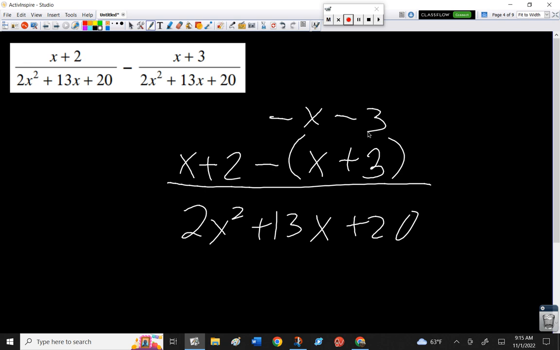Okay? So when we combine like terms, remember there's a 1 in front of this x. So 1x minus 1x, that cancels out to 0. So we're going to have no x's. These will basically cancel each other out. And what is 2 minus 3? If you said negative 1, great job. So that's the only thing in the numerator.